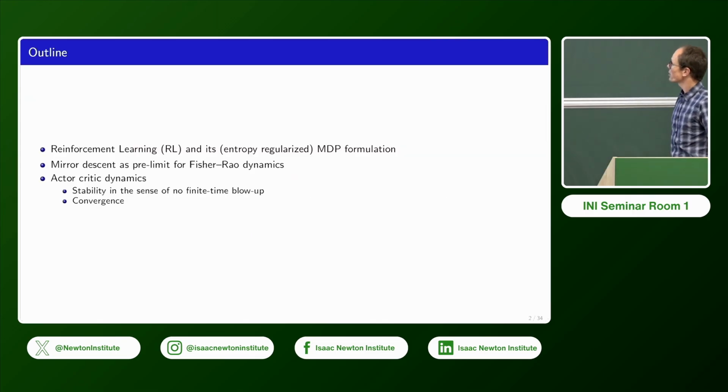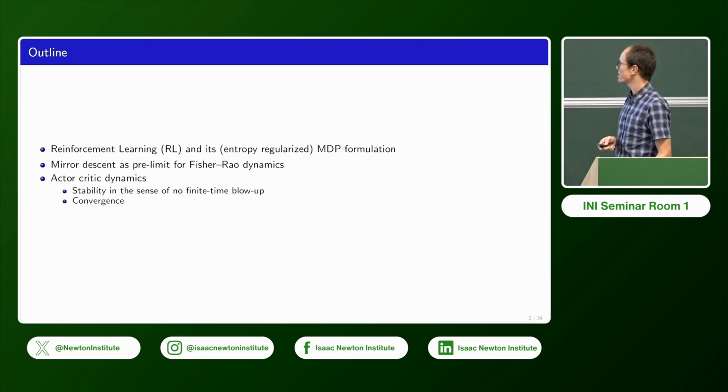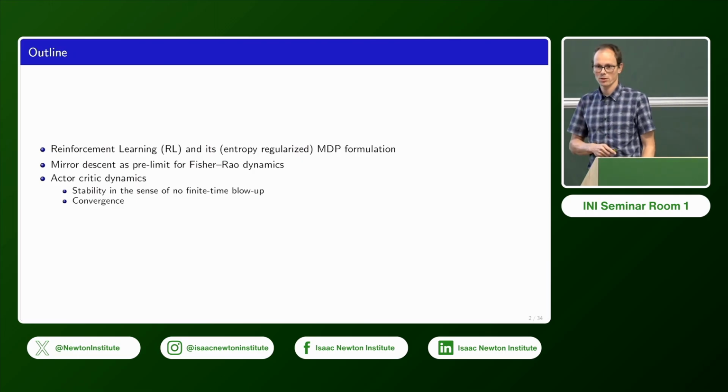Right. So the outline of the talk is I will repeat a lot of what has already been seen, but just in case it will at least set the notation. Then I will motivate the Fisher-Rao dynamics that you will see as a limit of the mirror descent updates, and then I will introduce the actor-critic dynamics, trying to explain what some of the challenges there are, and then I will talk about the convergence.